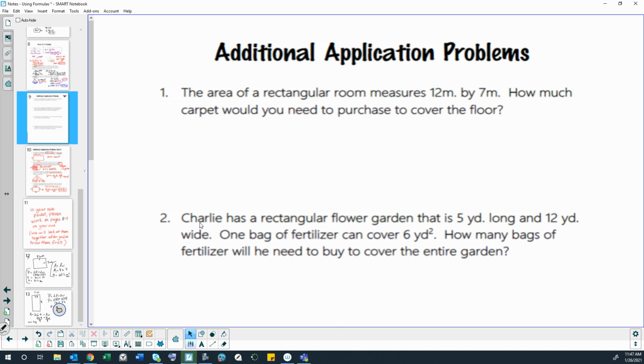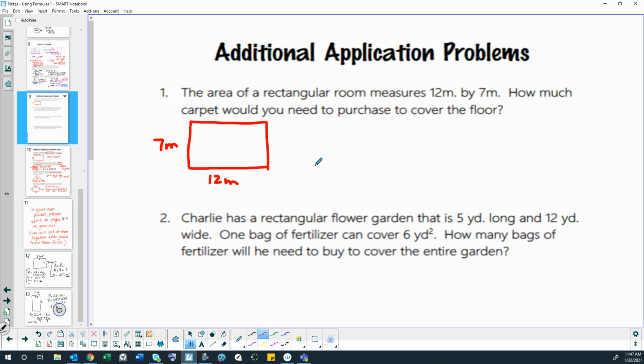I always like to have a little picture of what's happening. You don't have to sketch a picture, but I highly recommend it. My pen is not cooperating. There we go. So here's a rectangle. This is representing a room that we need to carpet. And this room is 7 meters by 12 meters.